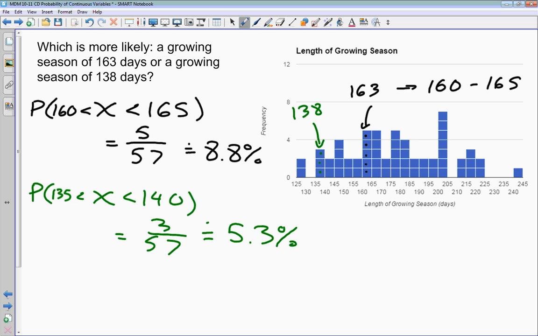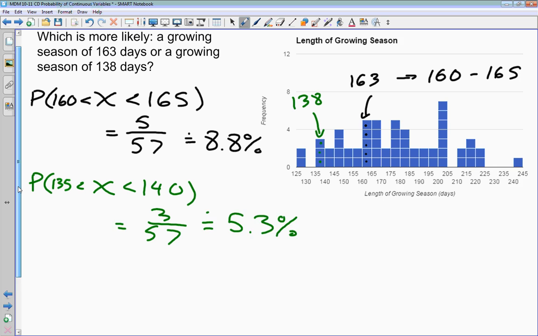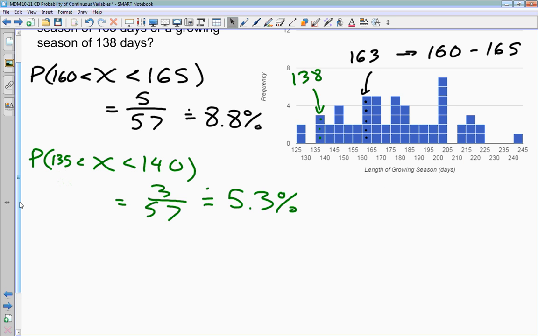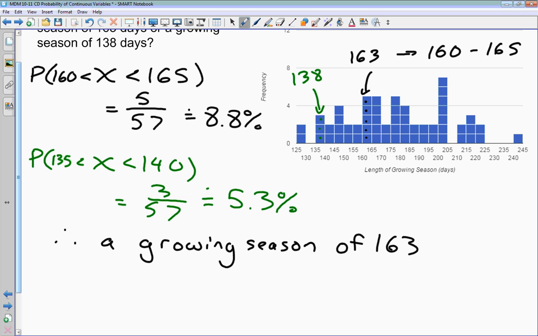So because these were probabilities of the same ranges here, we got a range of 5 in each case, there's no issues when we compare them. So we can simply say that because the probability that the length of the growing season is going to fall into this range rather than this range, it's more likely that there's going to be a growing season of 163 rather than a growing season of 138. So a growing season of 163 is more likely.